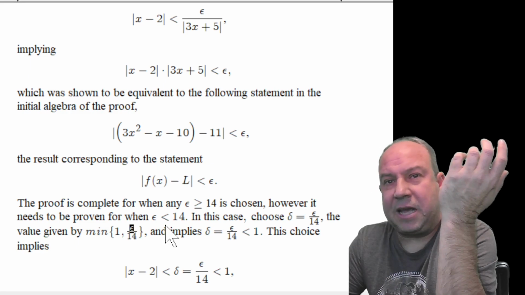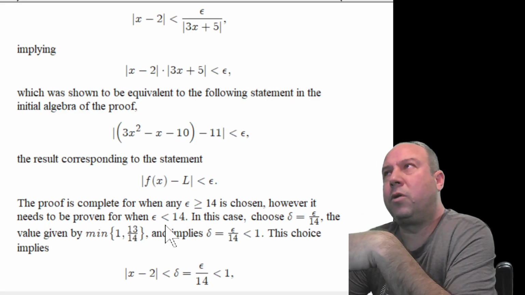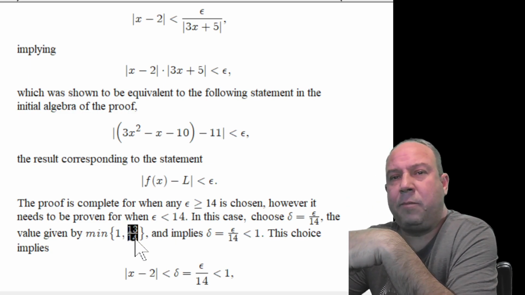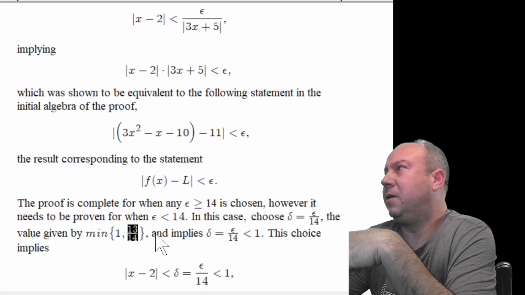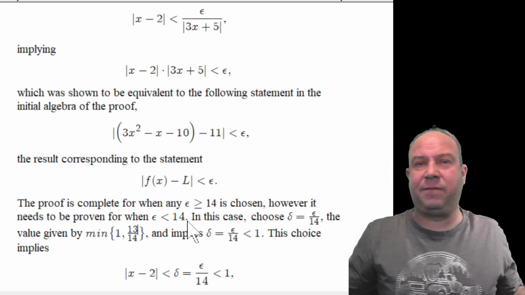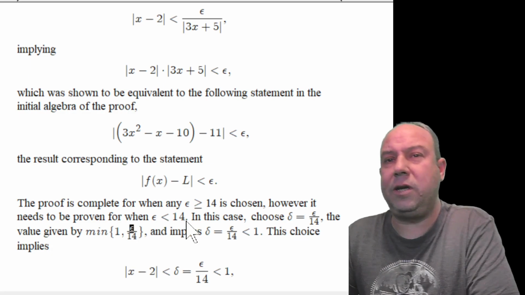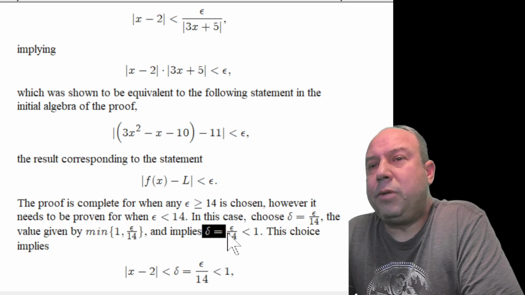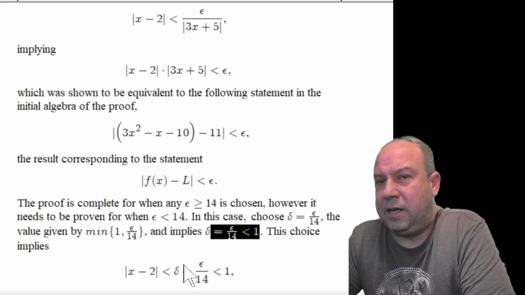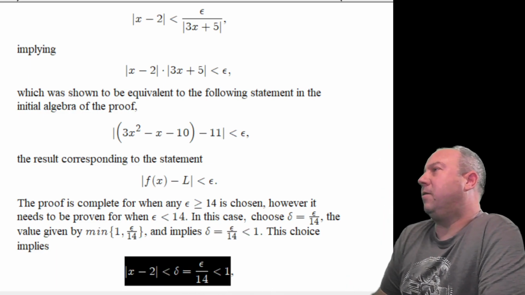Because if we pick something like 13, which is less than 14, we'd have 13/14. And that's smaller than 1. This would become our minimum, for any of the epsilons we're given that are less than 14. So there's the logic in our choice, which implies that delta equal to epsilon divided by 14 is less than 1. All right? So we're able to make this statement here.